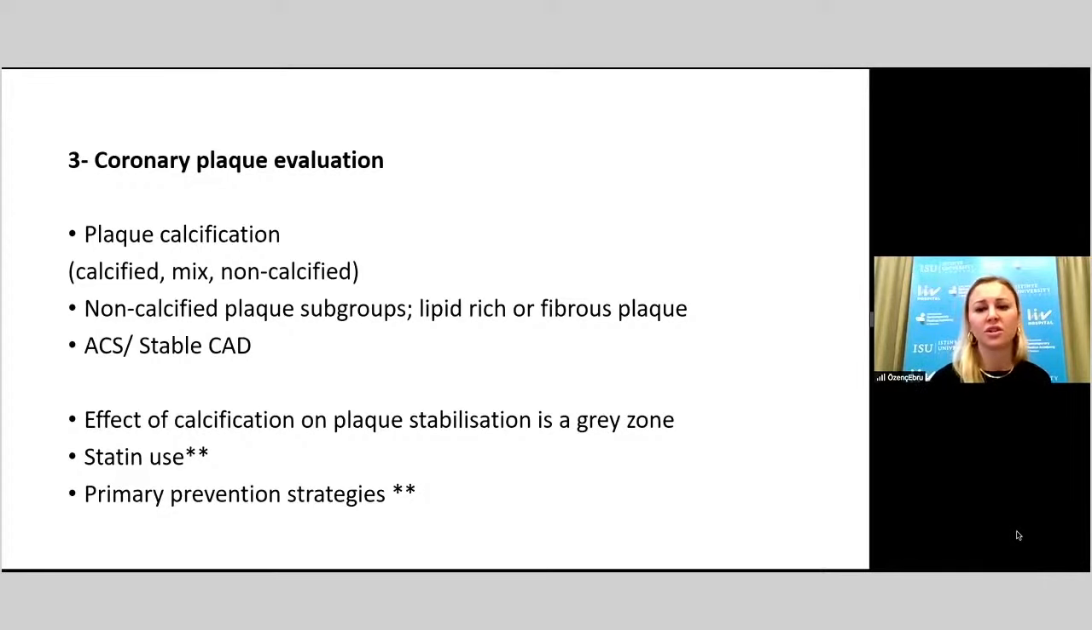Fibrously rich or calcified plaques are more frequently seen in stable coronary artery disease. And so especially the soft plaques rich with lipid are fragile. And so effective classification on plaque stabilization is a gray area, but we know that soft plaques are more fragile. So in primary prevention strategies, if we see plaques, especially the soft plaques, we should start.